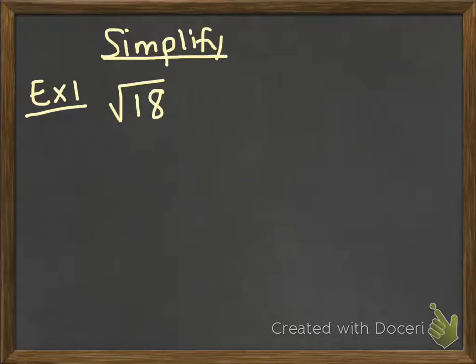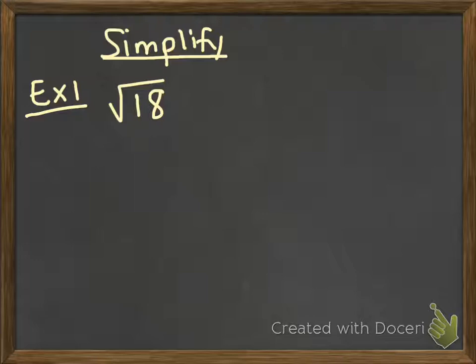Okay, example 1, we need to simplify square root of 18. What you need to do is find the largest square number. The square numbers are 1, 4, 9, 16, 25, 36, 49, 64, 81, 100, 121, 144, 169, 196, 225, 256, 289, and it goes on from there.